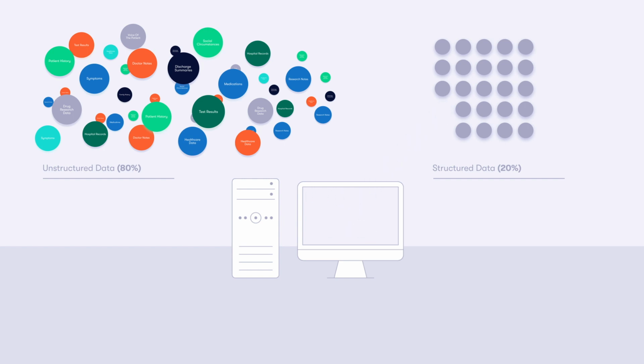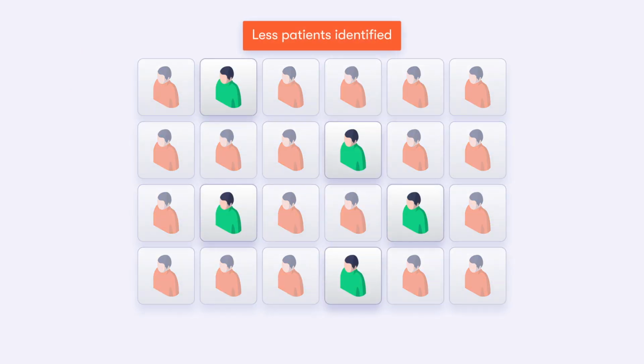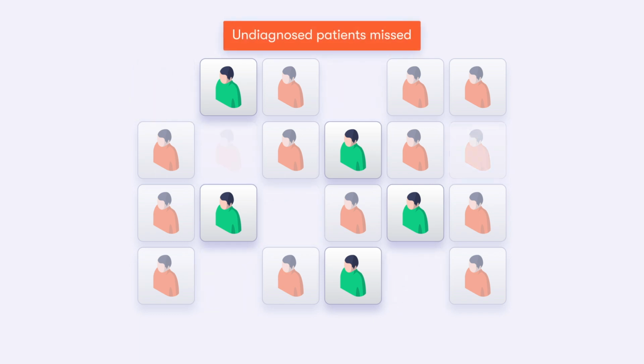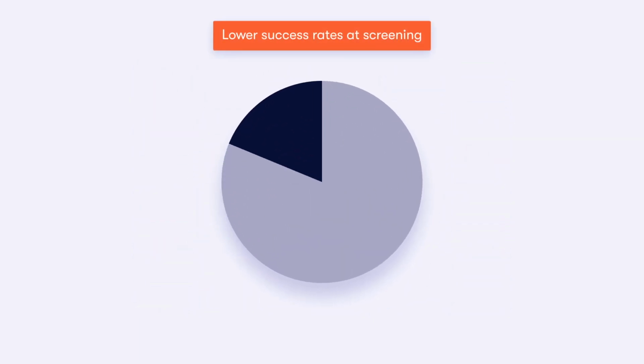Those who do try to mine unstructured data use text mining and generic NLP approaches. These are slow and inaccurate, especially when applied to unstructured data. Both these approaches mean less patients are accurately diagnosed for treatment, undiagnosed patients are completely missed, lower success rates at screening in clinical trials.